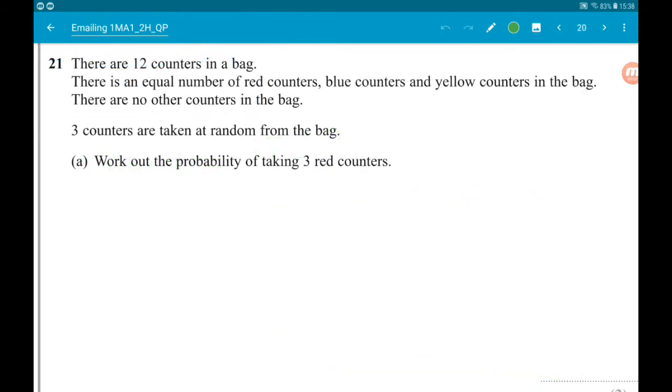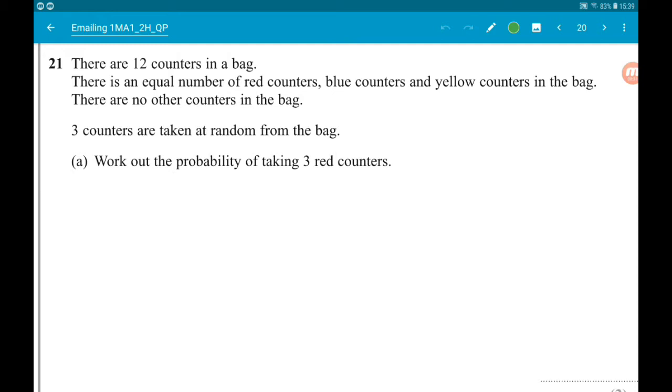Okay, number 21, more probability. So there are 12 counters in a bag. There is an equal number of red, blue and yellow counters. So that means there's 4 of each counter. There are no other counters in the bag. 3 counters are taken at random from the bag. Part A, work out the probability of taking 3 red counters.